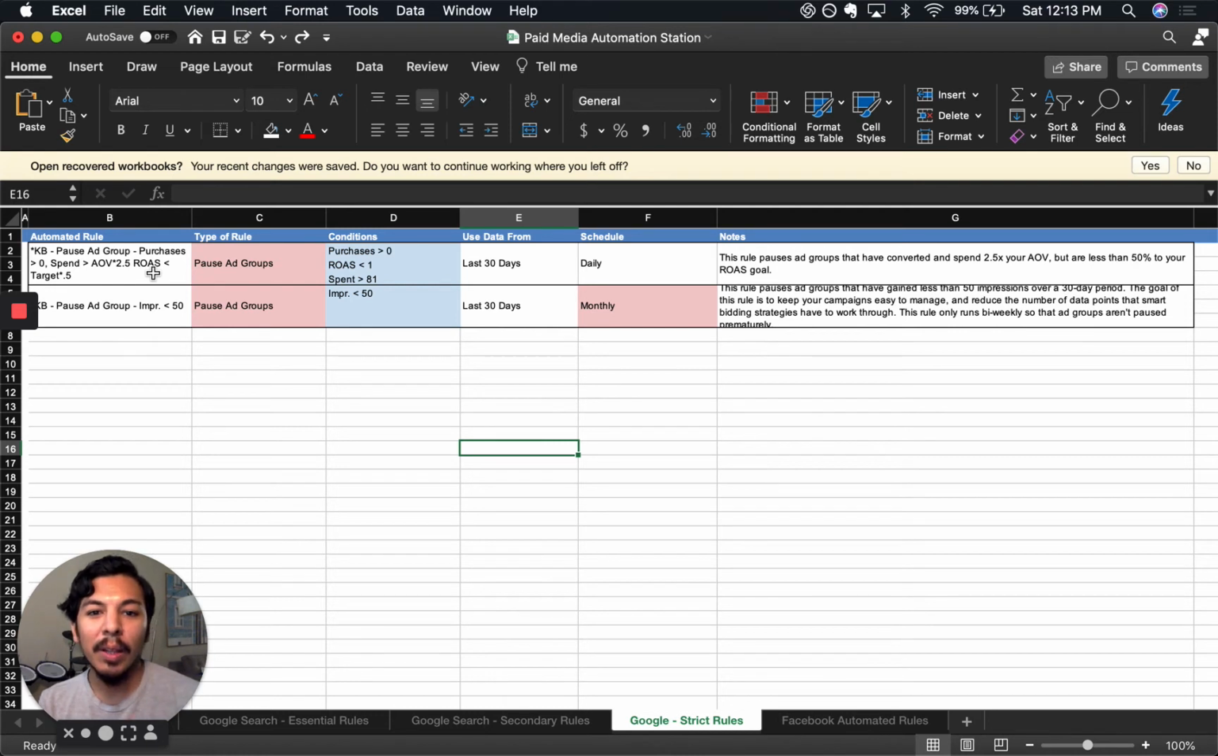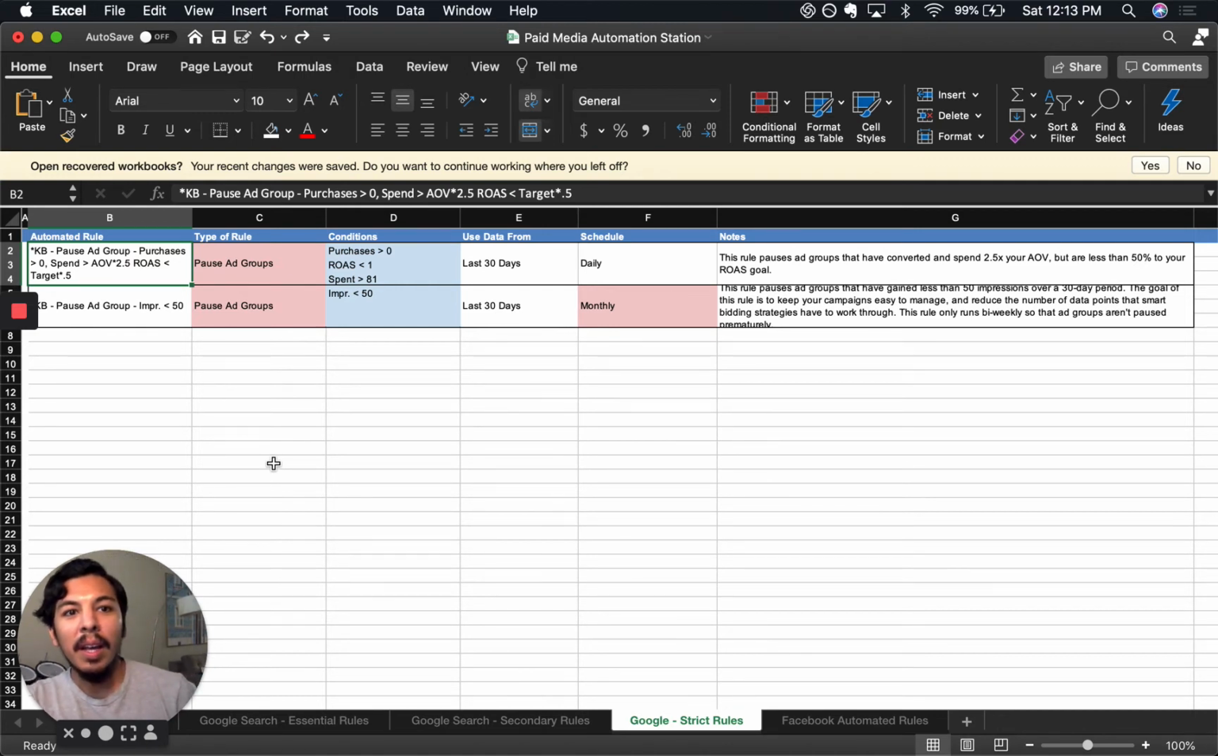That being said, the reason why I put it in this stricter category is because in some accounts I've analyzed, this can affect a fairly significant amount of spend. And so in those cases, I do recommend that you use the filters in the interface first. Filter for purchases greater than 0, less than half your ROAS target, and spend greater than 2.5x your average order value on the ad groups tab, just to know what you're getting into before you automate that. And I think that should be pretty much the rule for anything: know what's going to be affected and know exactly what will be executed before you automate it.